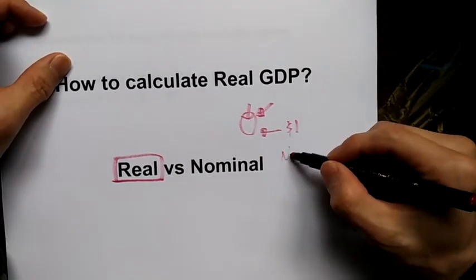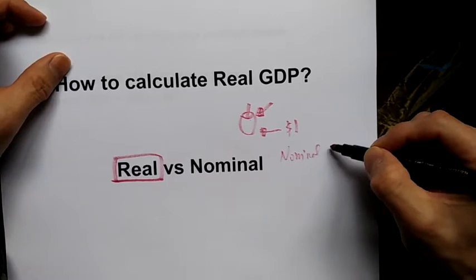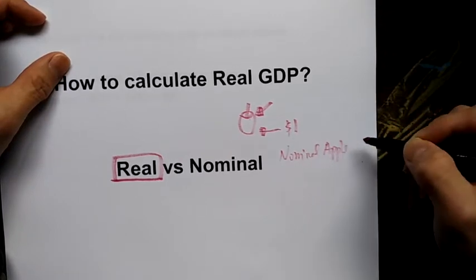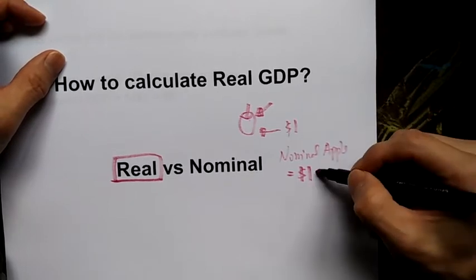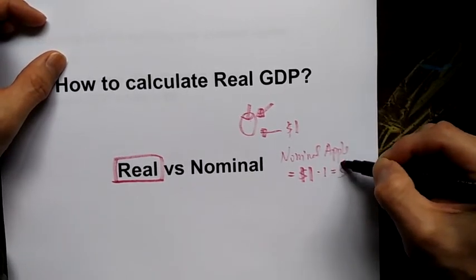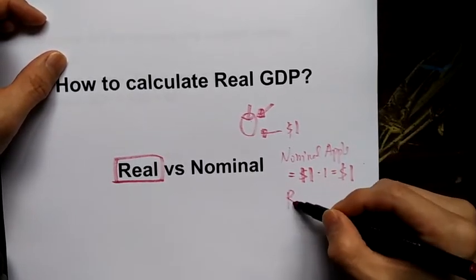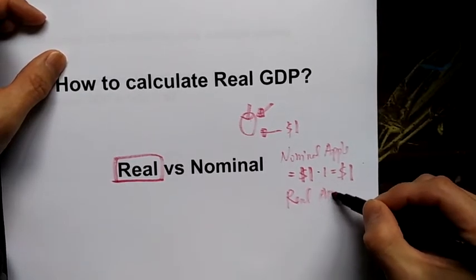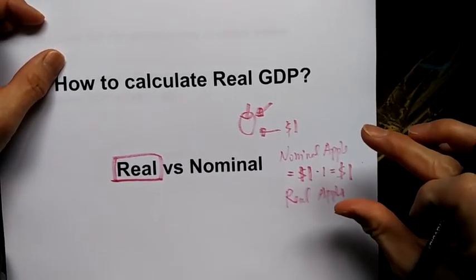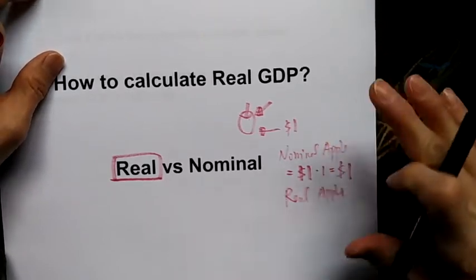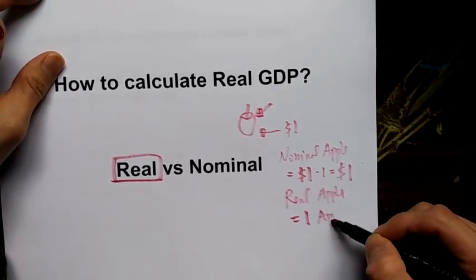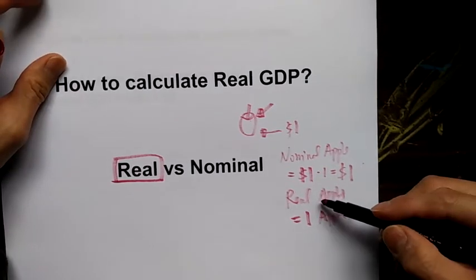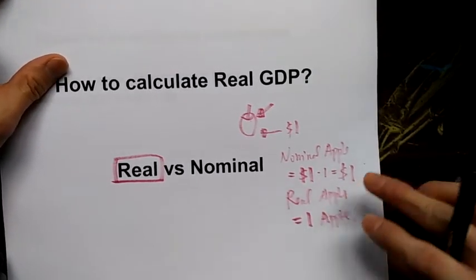Then the nominal apple is $1 times one apple, which is $1. But real apple is the real thing, not the nominal money value. It is one apple. So this is real and this is nominal.